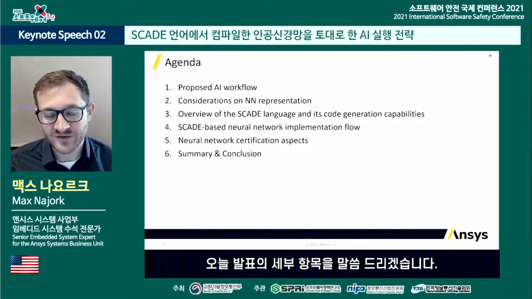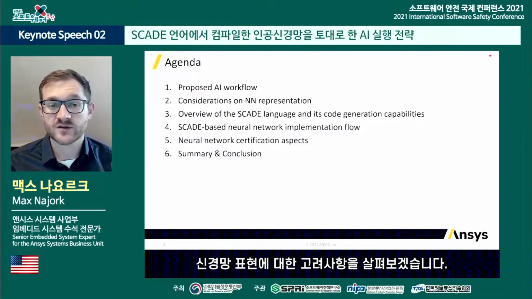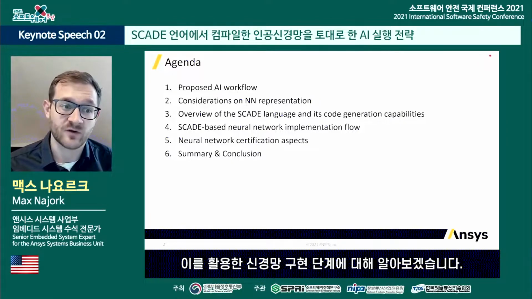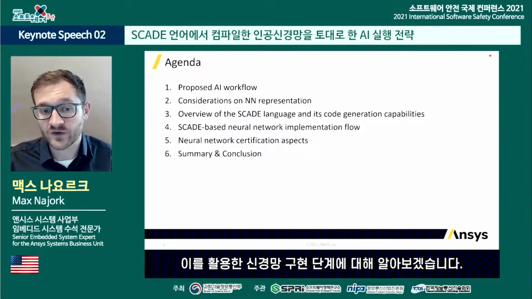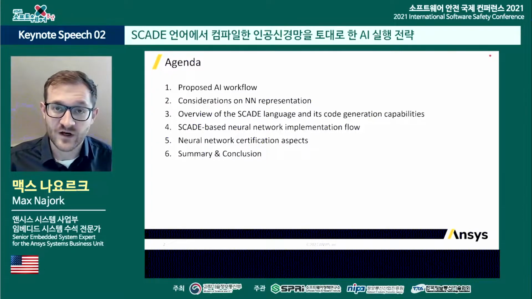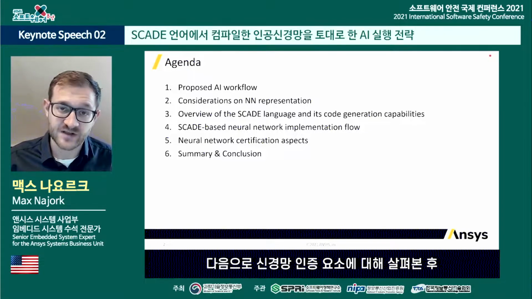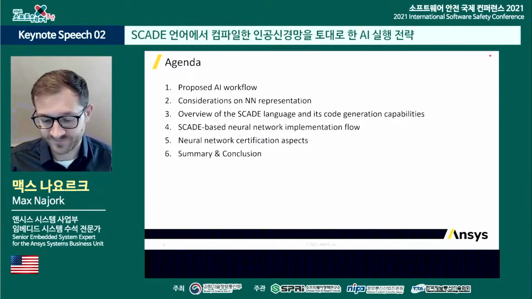So on the agenda for today, we're going to start with the proposed AI workflow. We're going to talk about different considerations on neural network representation. I'm going to give a deep overview on the Scade language and the code generation capabilities as well, which we will leverage in order to look more into depth how we can use Scade for the implementation of neural networks. We are then going to discuss more globally again about the certification aspects of neural network, and then I will provide a summary and conclusion.